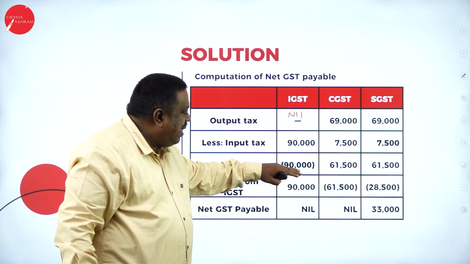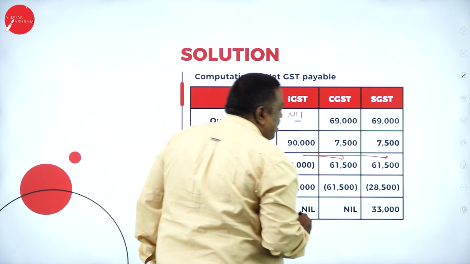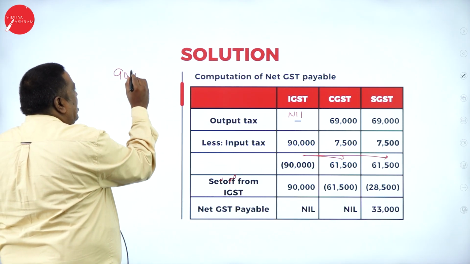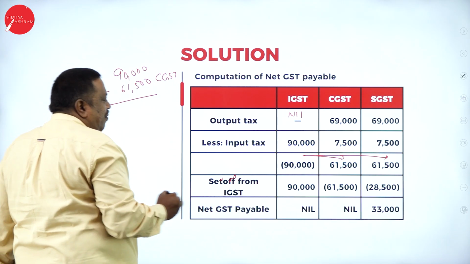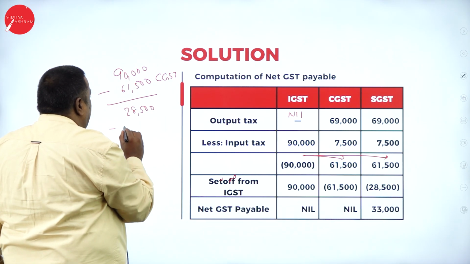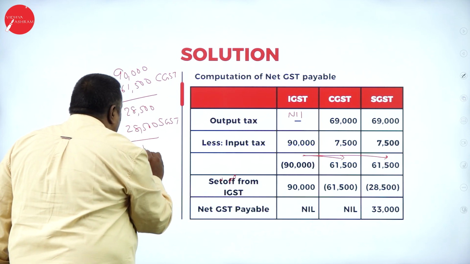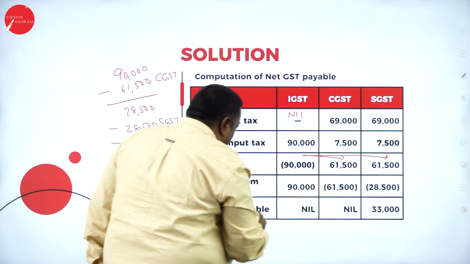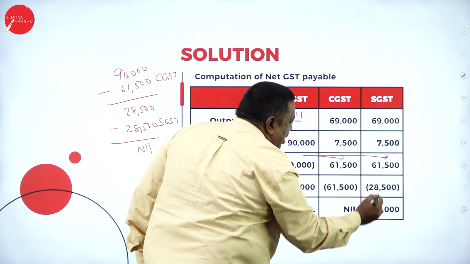The IGST negative balance, whatever we got here, can be set off with CGST and SGST. The first preference is for CGST here. Out of 90,000, the first preference is given here, minus 61,500 with CGST. This can be set off. So 61,500 we have set off here. Still we have here 28,500. This 28,500 will be set off with SGST. So this is going to be nil here. So 90,000 here: 61,500 with CGST, 28,500 with SGST. So the net GST payable will be IGST nil, CGST nil, SGST 33,000.